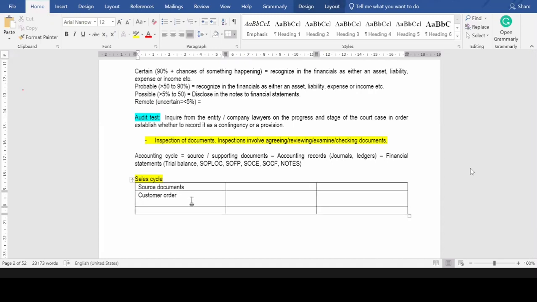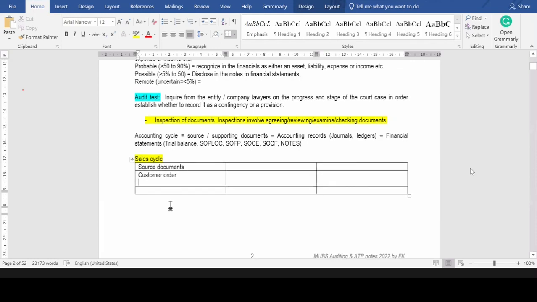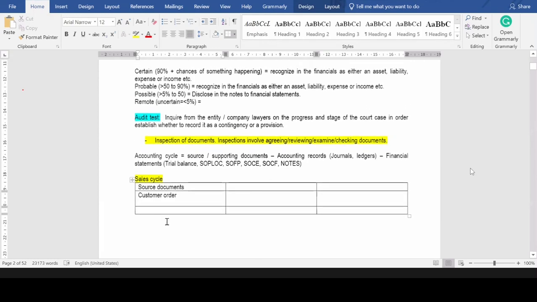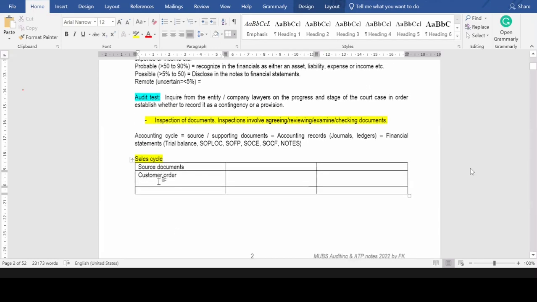Then from customer order, that order will be confirmed. You place your order and they reply to you, they either confirm it or they reject the order. After it is confirmed, then it will be delivered. They will prepare the order and deliver your goods. So there's a sales order, there's a dispatch note. They will dispatch the goods. So there's a goods dispatch note, which is very key, by the way.